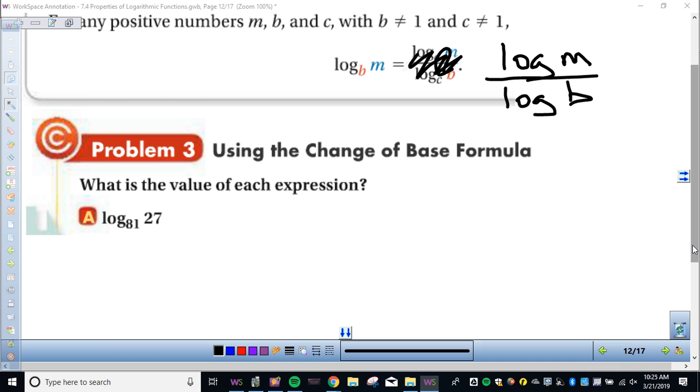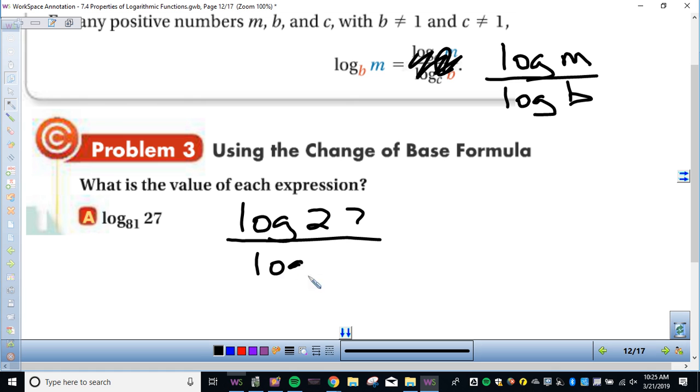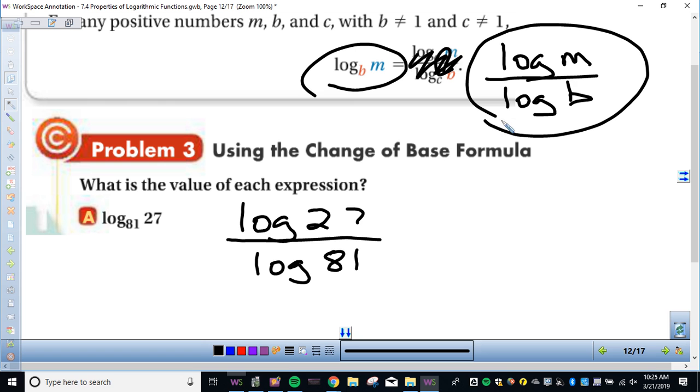So if I write this one down, we have log, what goes on the top, 27 or 81? 27. So log 27 divided by log 81, like that. Definitely write these two down so you can remember that.